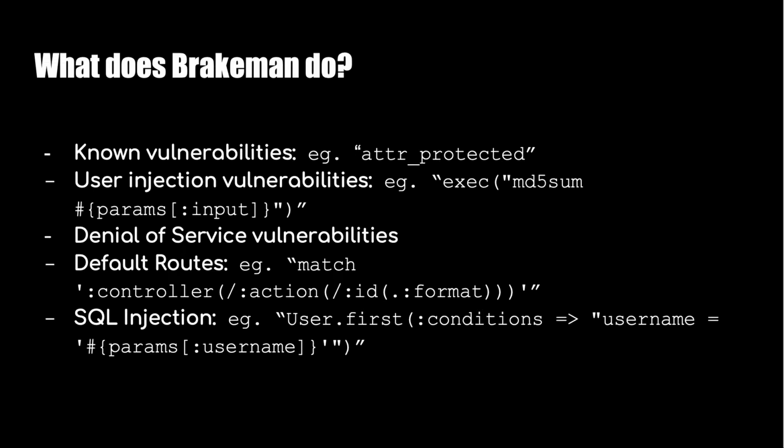The next thing listed here is user injection vulnerabilities. The example given here is where a user input is used as a parameter. When this is used in the execution without being checked, it's obviously dangerous as you have no control over what the user is providing. Brakeman also checks for denial of service vulnerabilities.